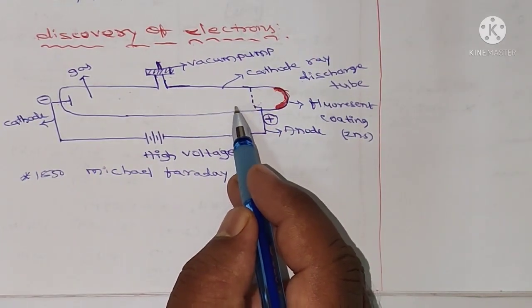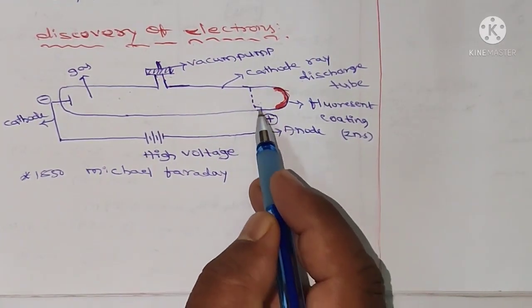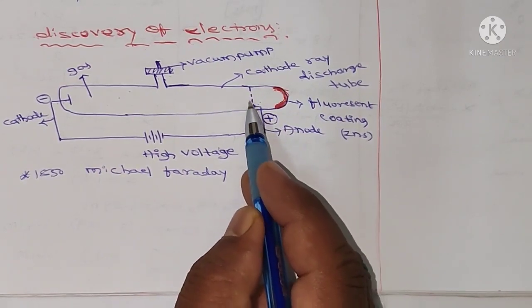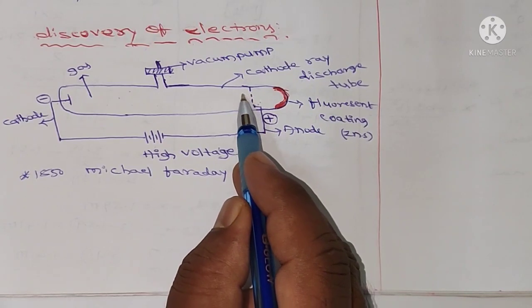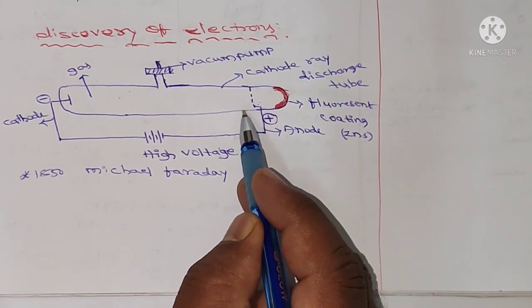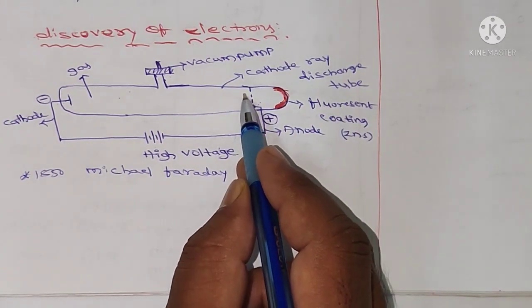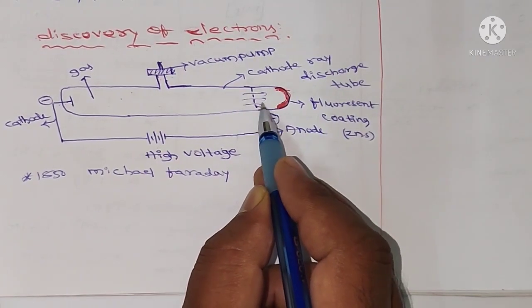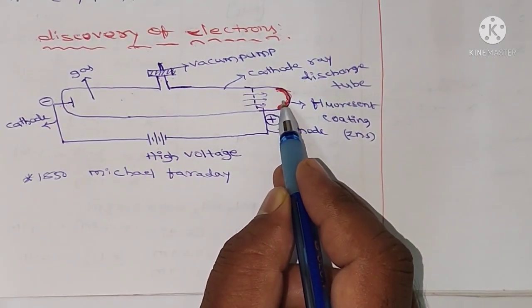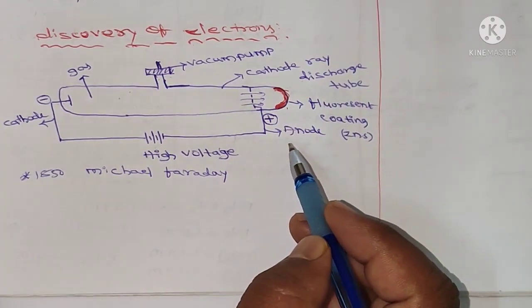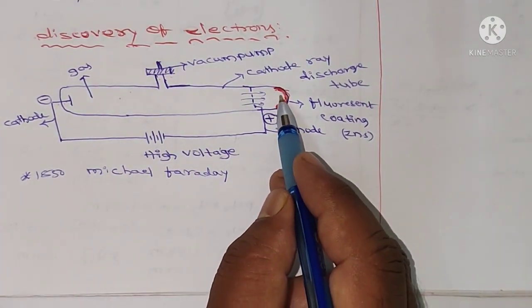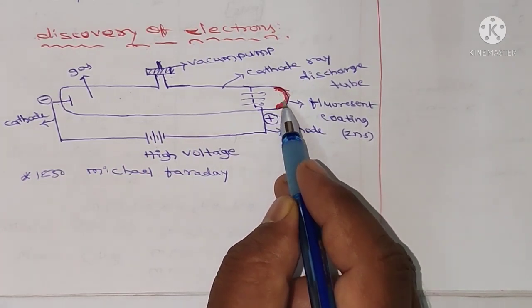And they pass through the holes of the anode. So there are holes at the anode, and the rays pass through them. Then the rays strike the zinc sulfide coating, and a bright spot on the coating is observed.